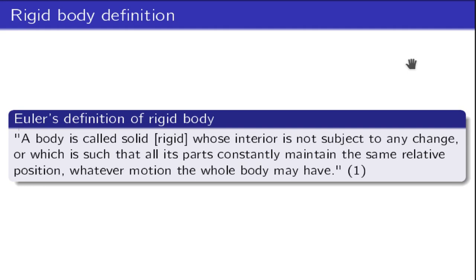Let us start with the definition of the rigid body given by Euler. A body is called solid, or in modern terms rigid, whose interior is not subject to any change, or which is such that all its parts constantly maintain the same relative position, whatever motion the whole body may have.